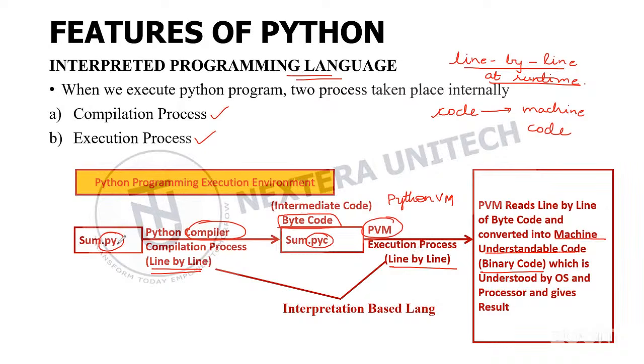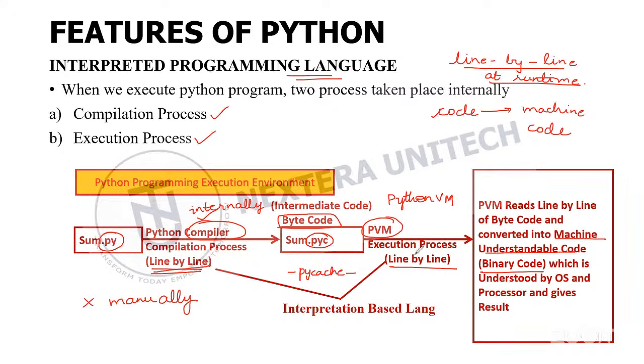First your source code will be converted into bytecode, and this conversion is done by the Python compiler. This compilation happens internally, and the programmer never manually runs the compiler. It all happens internally, and the compilation happens line by line. And this .pyc file will be stored in the pycache folder.